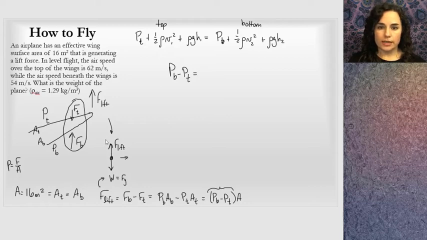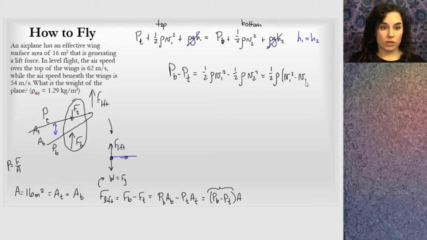What I'm going to note is that it's level, and we're going to assume that the height difference here is negligible, such that h1 and h2 are equal to one another. h1 equals h2, and I can cancel that term out on both sides. So my equation is simplifying. If I solve for PB minus PT, the pressure on the bottom minus the pressure on top, I'm going to bring that over here. We'll bring this over here. I get 1/2 rho V1 squared minus 1/2 rho V2 squared. I can simplify this one step further: 1/2 rho times (V1 squared minus V2 squared).